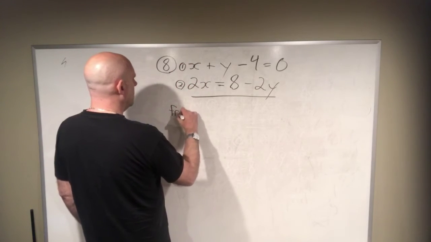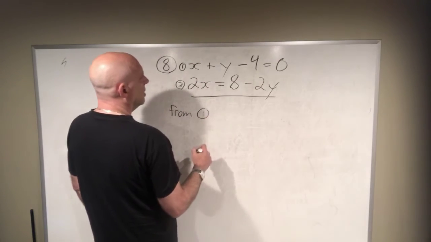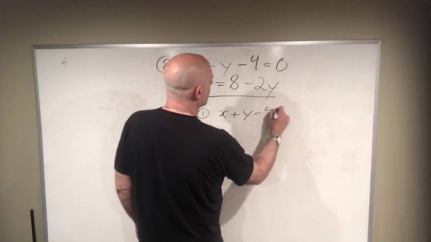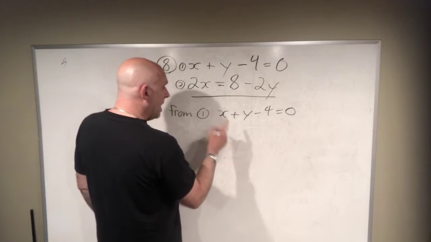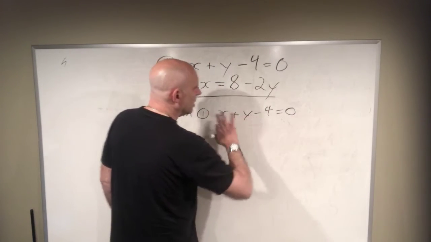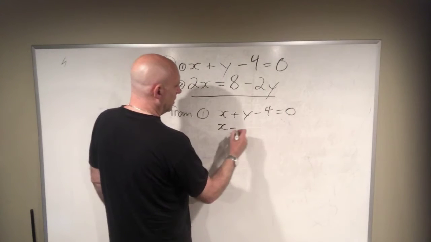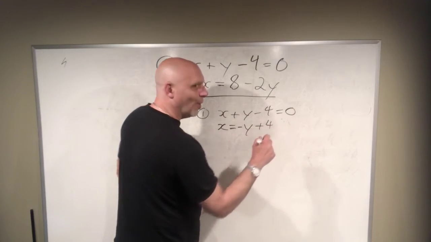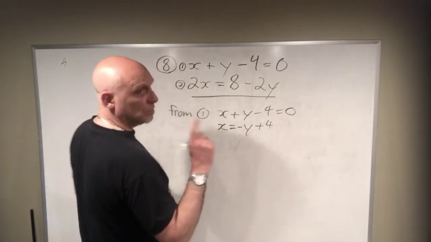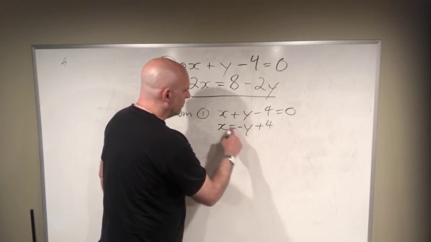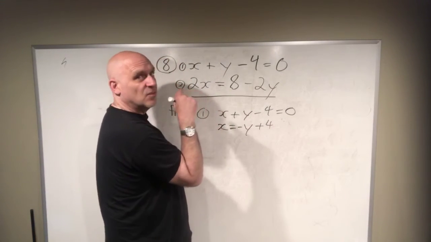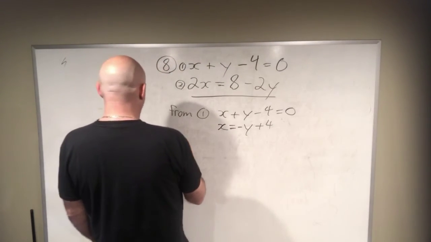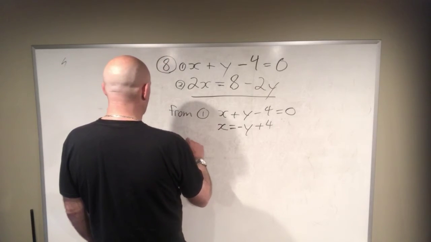So from 1, I want to isolate, let's isolate x, just to be different. We've got x plus y minus 4 equals 0. Now I'm going to put everything that's not an x term on the other side. So x equals negative y plus 4. I'm going to take this expression for x and replace in the second equation the variable x with this. And good things will start to happen.